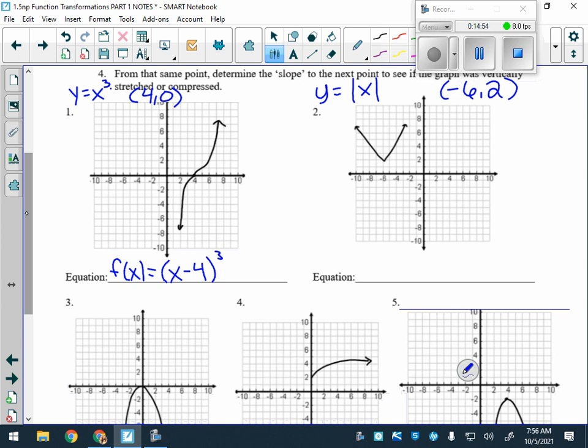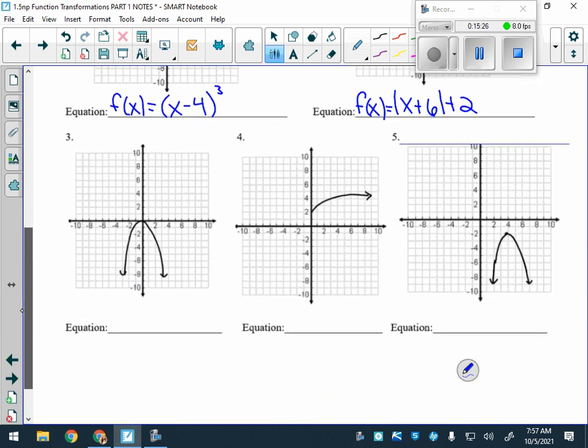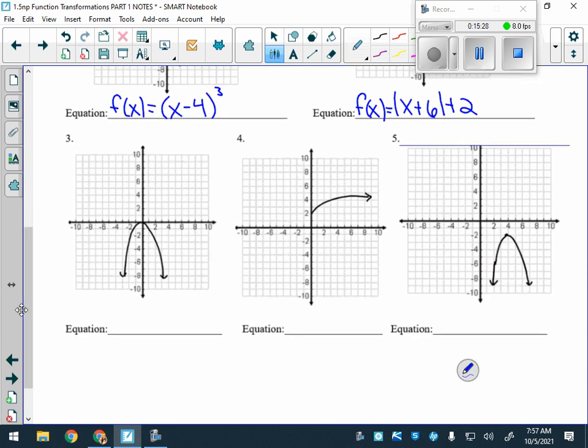Let's hear from some others. Yep, Liam. Would it be square root or? No, it's absolute value. So x plus 6 and then plus 2. Awesome. Okay. So the absolute value of x plus 6 inside parentheses, inside the brackets, plus 2. Good. All right. Now number 3.